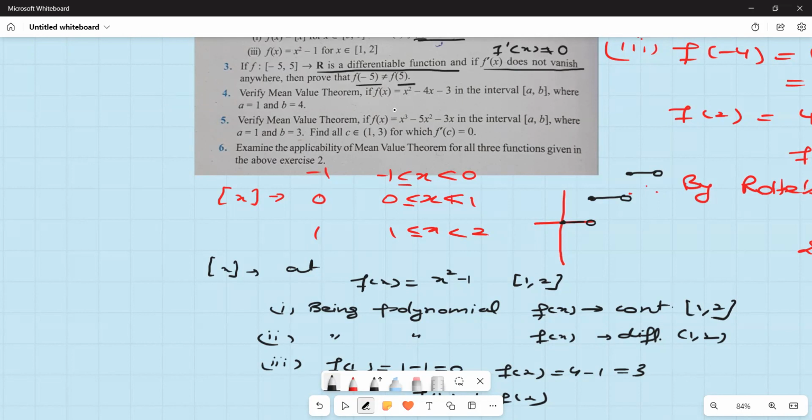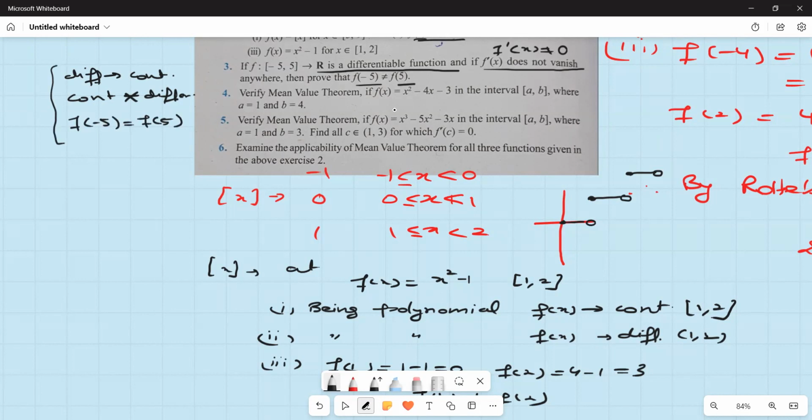So if f of x is a differentiable function, then it is continuous also. Every differentiable function is continuous, but every continuous function need not be differentiable. Remember that. It can be or it might not be. So let us take f of -5 is equal to f of 5. All the three conditions of Rolle's theorem are satisfied.